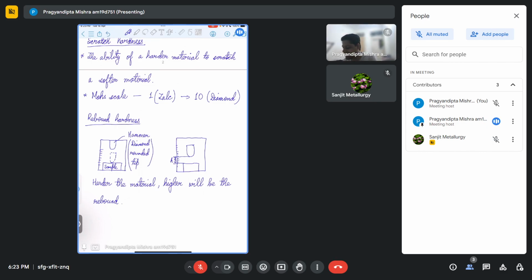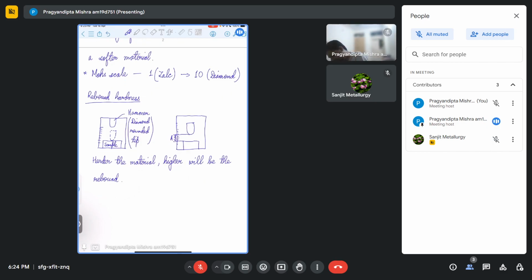However, one major advantage of this test, even until today, is that it is much more portable and easy to handle compared to any other test that we have for hardness, because you only need a small setup and one hammer. You can easily carry it around and measure hardness anywhere. So this is something that you can remember: portable and easy to handle.